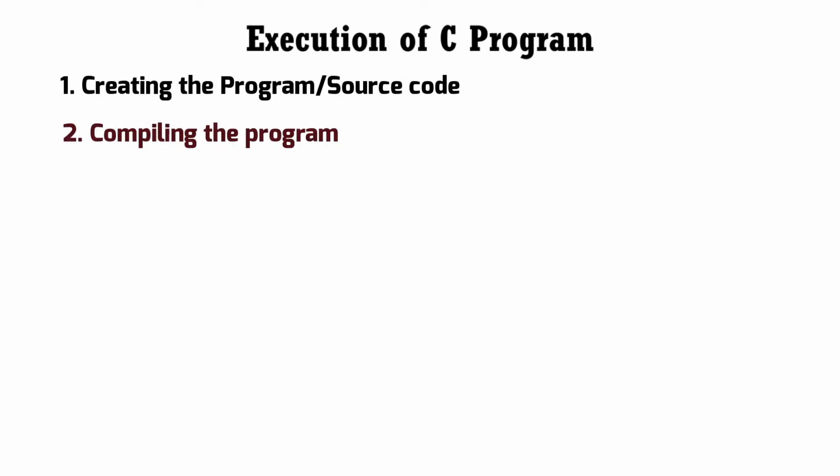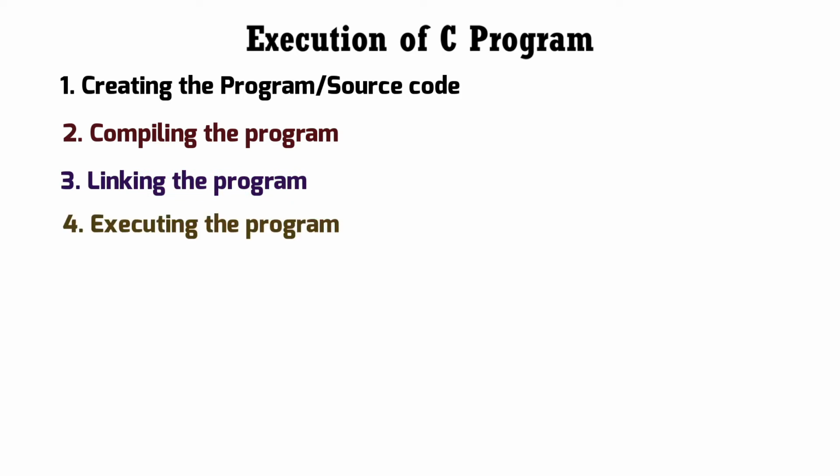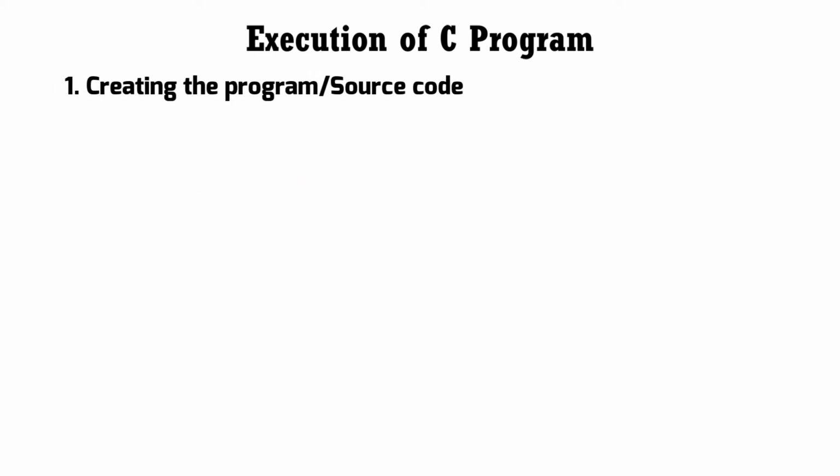Second step, compiling the program. Third step, linking the program. Fourth step, executing the program. So all these four steps are involved in executing a C program. Now first we'll understand the first step, that is creating the program or source code.